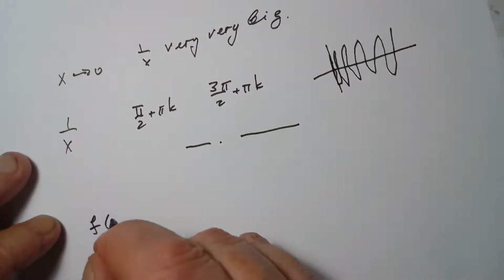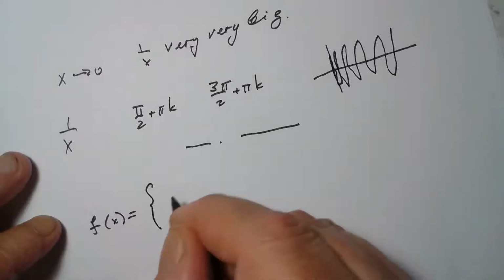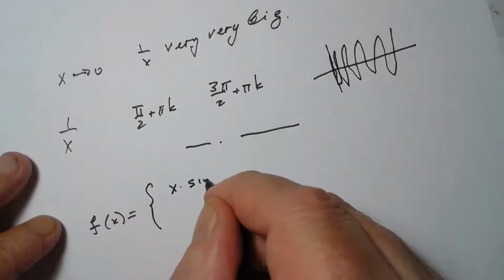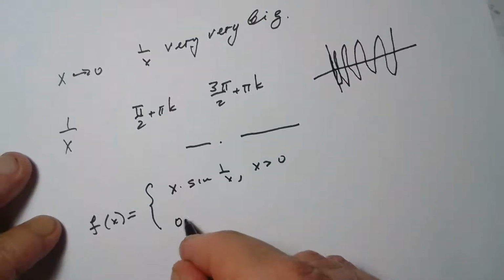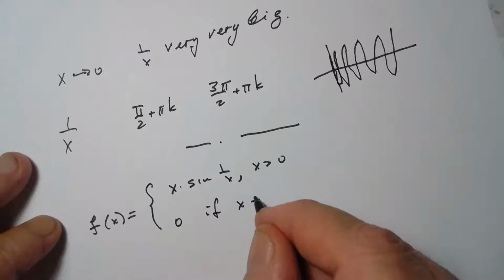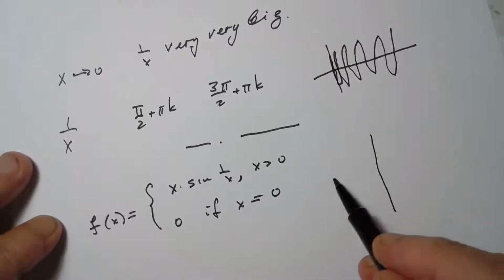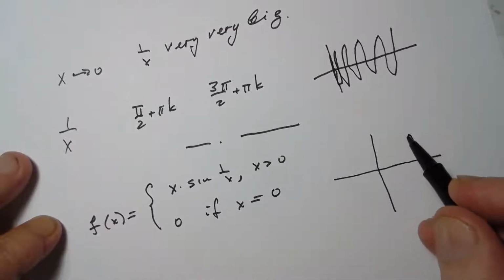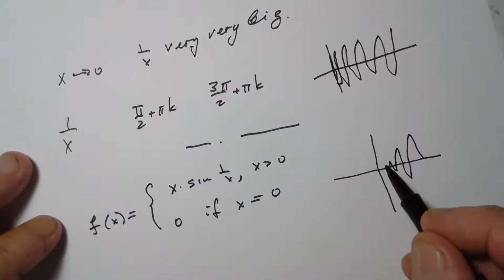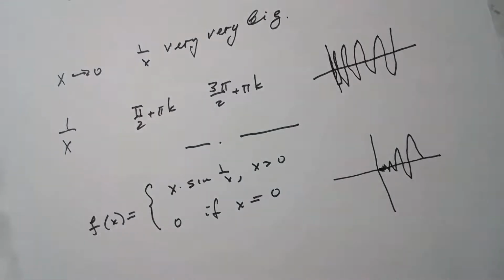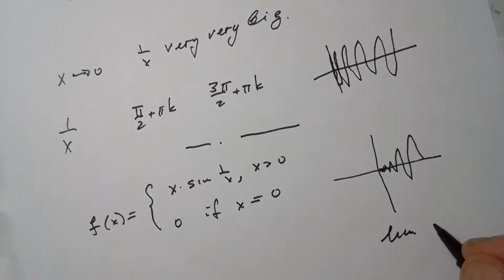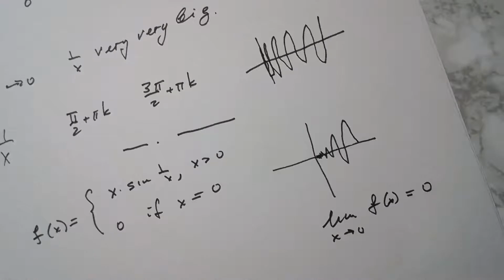So if you look at the function f of x equals x times sine 1 over x, if x is greater than 0, and 0 if x is equal to 0, now this time the graph of this function will still jump infinitely often as it comes closer and closer to 0, but these jumps will get smaller and smaller, and so the limit of this function f of x as x converges to 0 will be equal to 0, and so this function is continuous at 0.